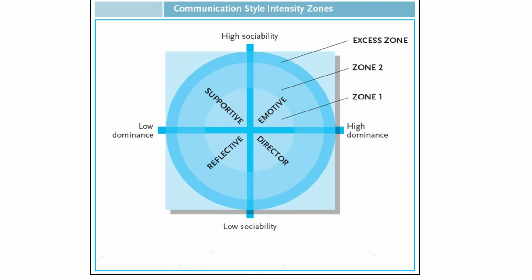So here they are again. You've got zone 1, zone 2, excess zone. You've got high sociability, low dominance, and high dominance. So you've got a lot more information that I gave you. I have attached with this video an exercise that I would like you to take a look at, and we will finalize it in class also.